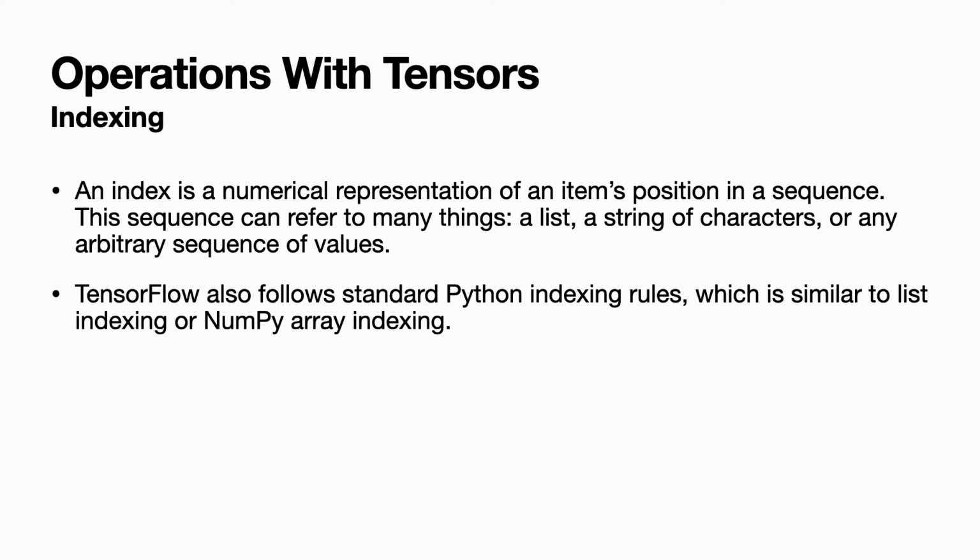Operations with tensors. Indexing. An index is a numerical representation of an item's position in a sequence. This sequence can refer to many things: a list, a string of characters, or any arbitrary sequence of values. TensorFlow also follows standard Python indexing rules, which is similar to list indexing or NumPy array indexing.